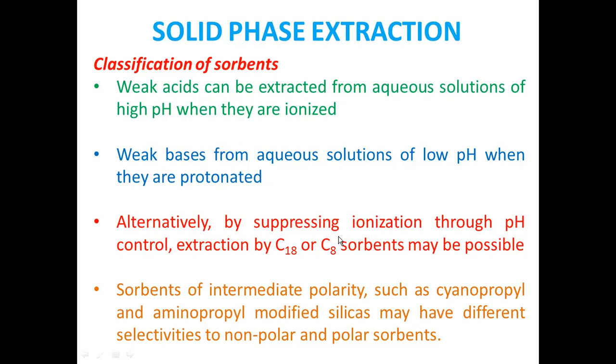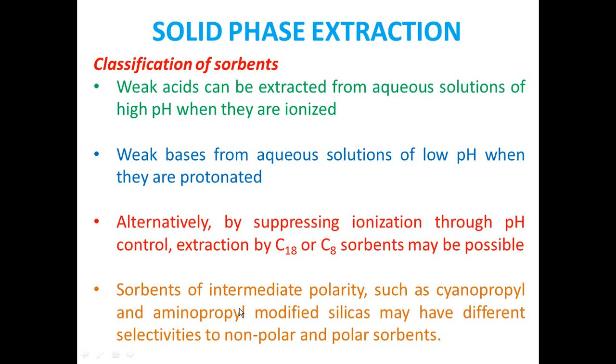As a result, we can utilize octadecylsilane or octylsilane as sorbent to separate such weakly acidic and weakly basic species, provided we have not increased the ionization process. We have suppressed the ionization process through pH control. Say for example, if you maintain pH 6 to 7, either weakly acidic or weakly basic species do not undergo any transformation. They will be retained intact. Therefore, we can extract them and separate them by using modified silica type of sorbents, such as octadecylsilane or octylsilane silica.